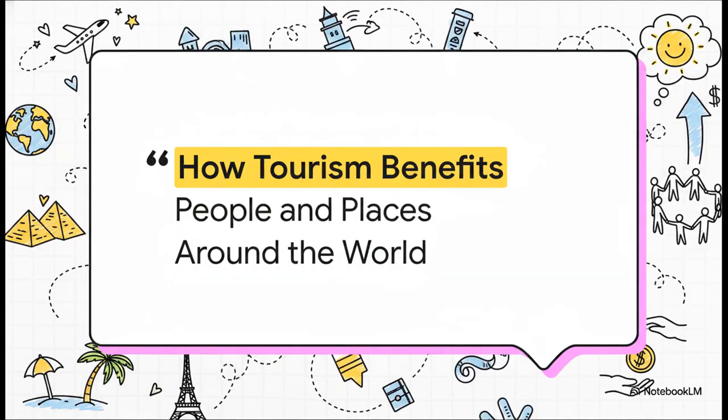Our source material actually gives us a brilliant example of a concise, attention-grabbing headline. How tourism benefits people and places around the world. Boom. Instantly, as a reader, you know exactly what the topic is, and you know exactly what the main argument is going to be. There's zero ambiguity. And that clarity is the ultimate goal when you're naming your piece.